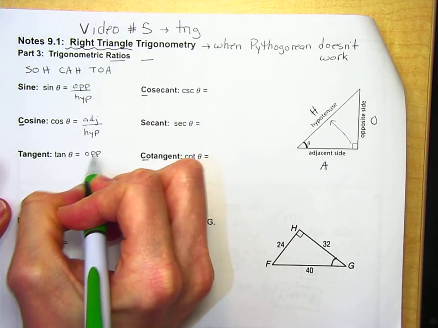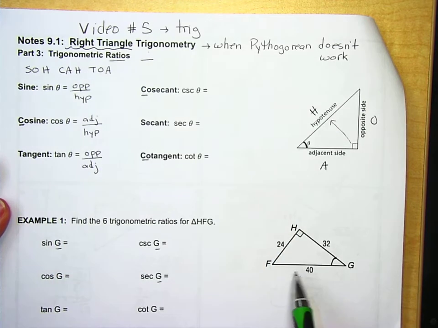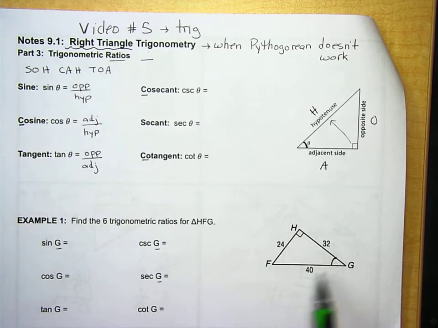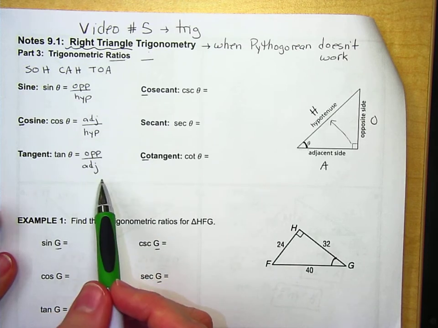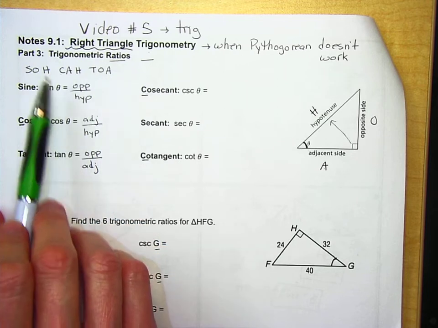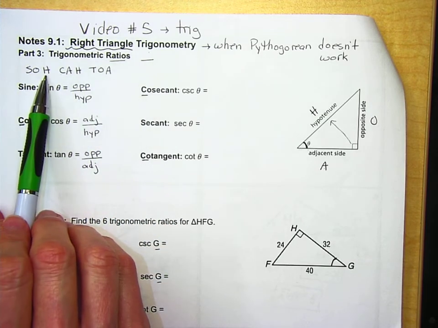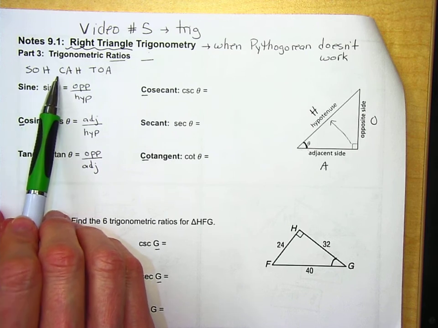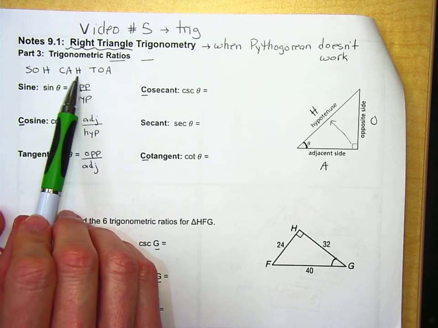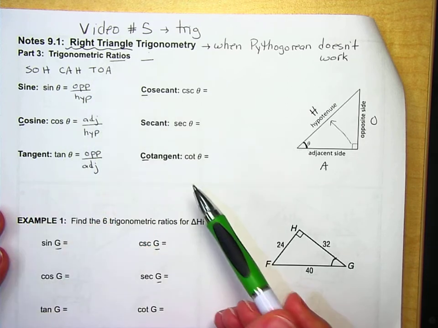So opposite over adjacent. So if you peek down here, you're going to have values or side lengths on those sides, and we're going to create that ratio. So that SOHCAHTOA that you'll hear referred to for these trig ratios, this is where it comes from. SOH is opposite over hypotenuse, CAH is adjacent over hypotenuse, and TOA is opposite over adjacent.